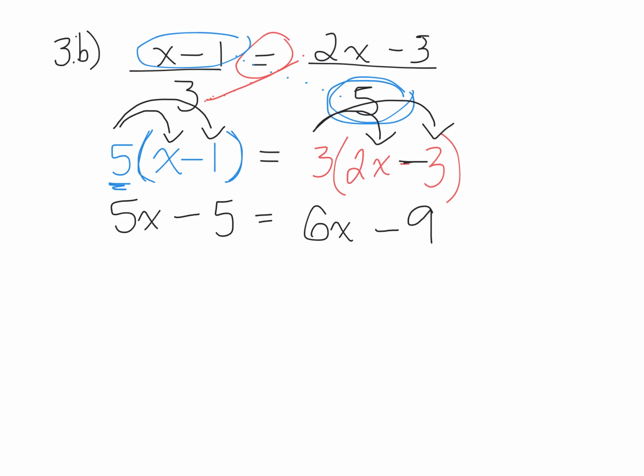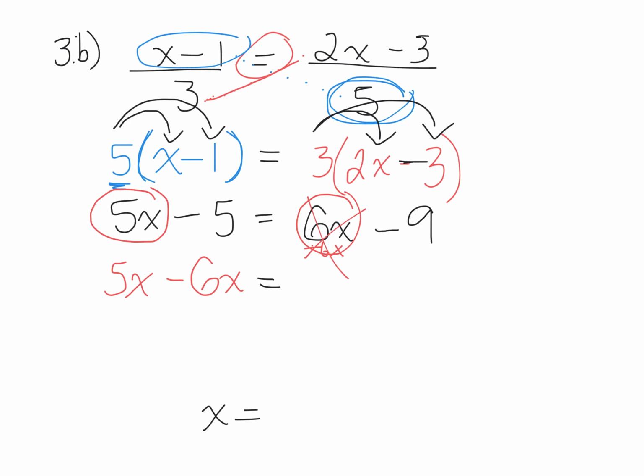Okay, now we're trying to isolate, we're trying to solve for x. So in order to isolate x, I need to group all my x's together, right? So we want to keep all the x's on the left side of the equation. I have a 5x on the left side, but I have a 6x on the right side. So what do I need to do? Yep, Lee? I need to subtract 6x. Good, because if I subtract 6x here, it's gone. Whatever you do to one side, you have to do to the other side.